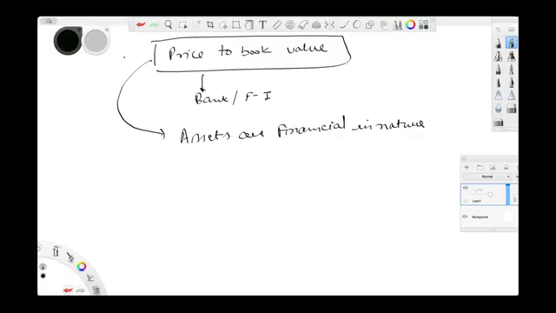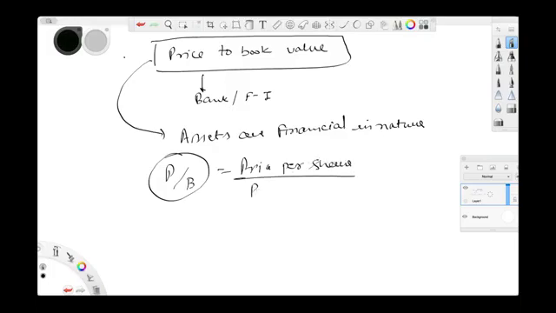Because what is this basically? Price to book value. Basically, look at this. What's the formula? Again, price per share over book value.